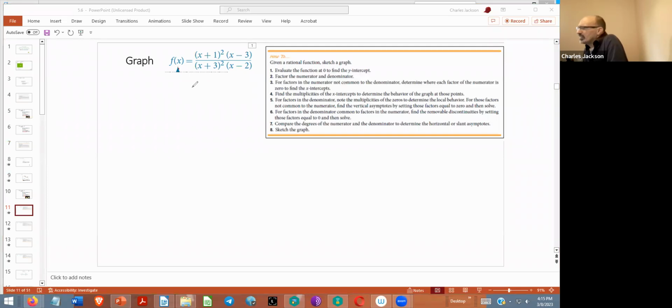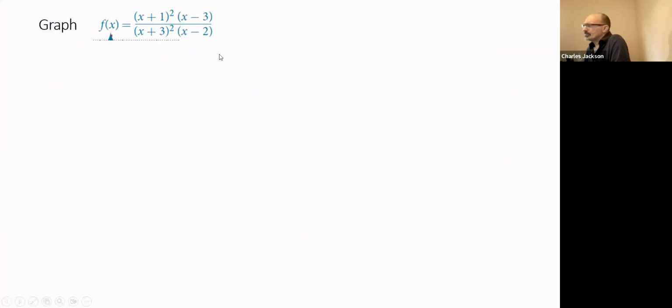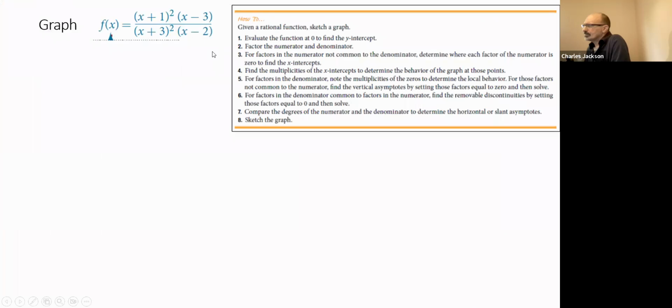Evaluate the function at 0 to find the y-intercept. Okay. Well, that's easy to do. Most of these are just easy things to do. It's just when you put them all together, they seem overwhelming. But evaluate the function at 0.